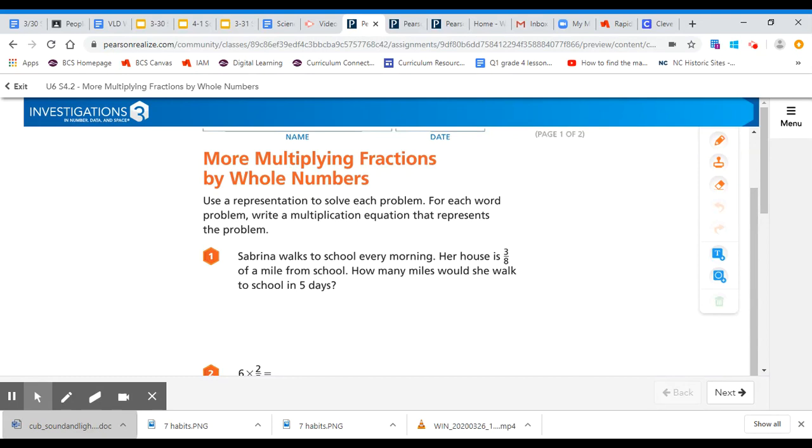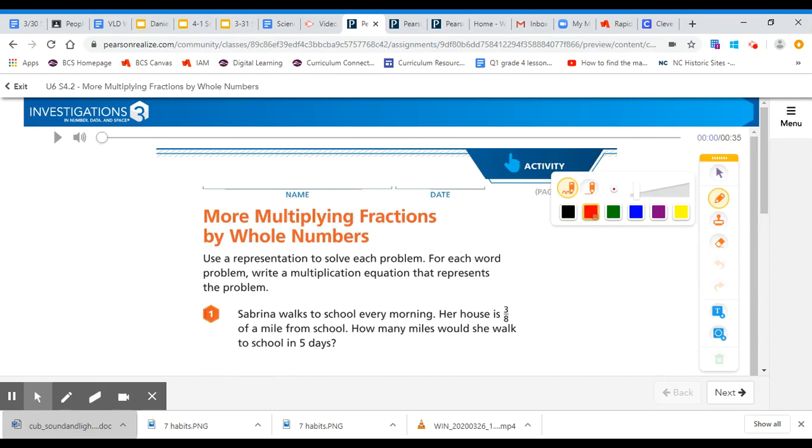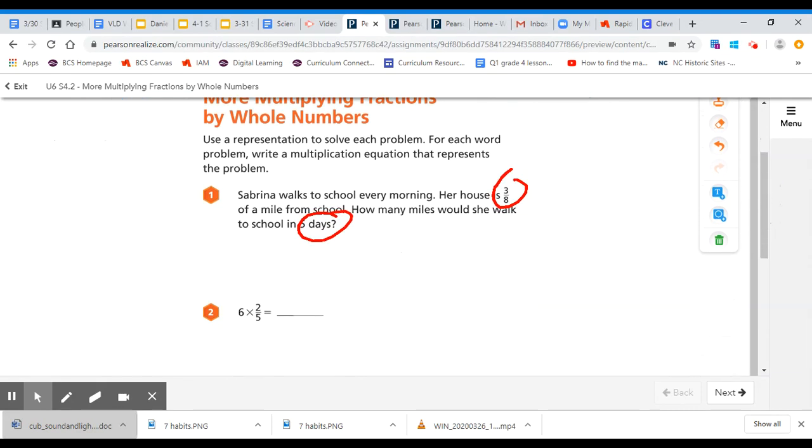We have number 1. Sabrina walks to school every morning. Her house is 3/8 of a mile from school. How many miles would she walk to school in 5 days? So it's 3/8, and each day, there's 5 days. So you could add 3/8 5 times, or you could do multiplication.